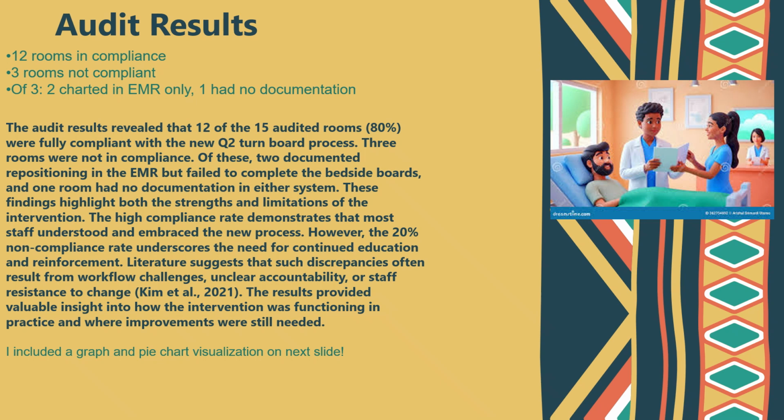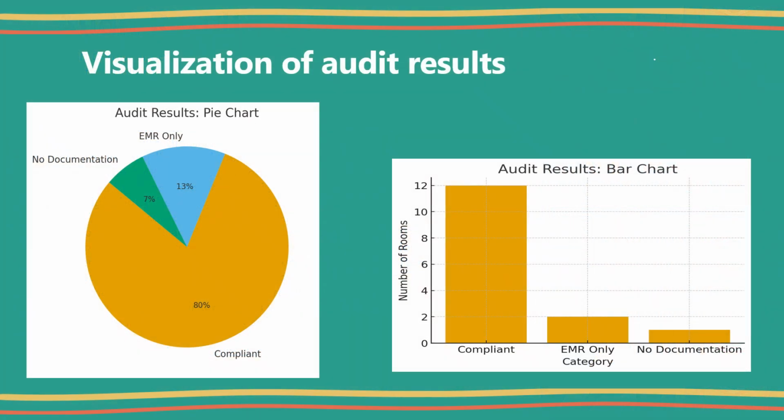Literature suggests that such discrepancies often result from workflow challenges, unclear accountability, or staff resistance to change. The results provided valuable insights into how the intervention was functioning in practice and where improvements were still needed. I included a graph and pie chart visualization on the next slide. Here is a visualization of the audit results.